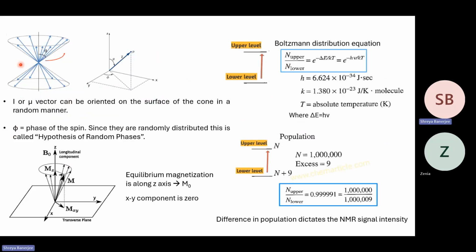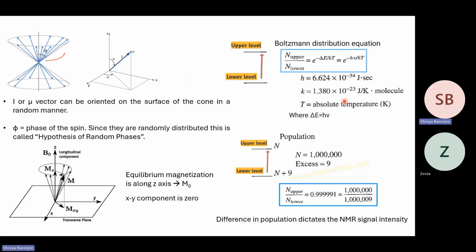Now, you can see that when you have two energy levels, the lower level and the upper level, there is a Boltzmann distribution between them. This means that the number of nuclei in the upper level divided by the number of nuclei in the lower level, this ratio, can be given by e to the power minus delta E, that is the energy difference between the two levels, divided by kT. And we are writing delta E as h nu. So e to the power minus h nu by kT. We know h and k, they are constants. T is the absolute temperature.